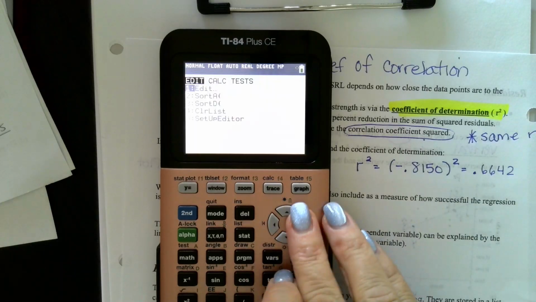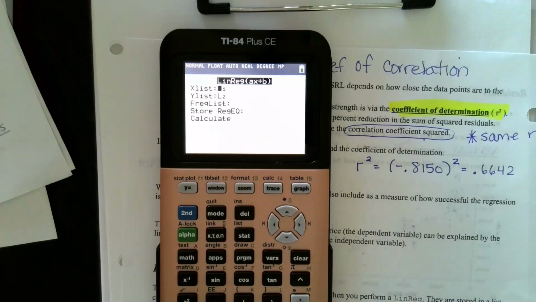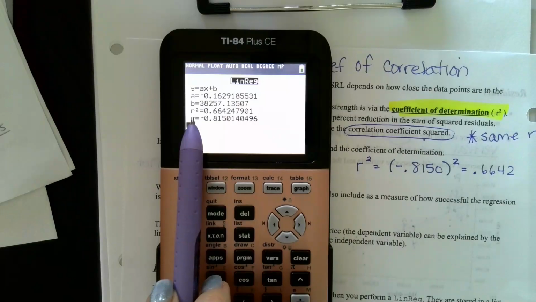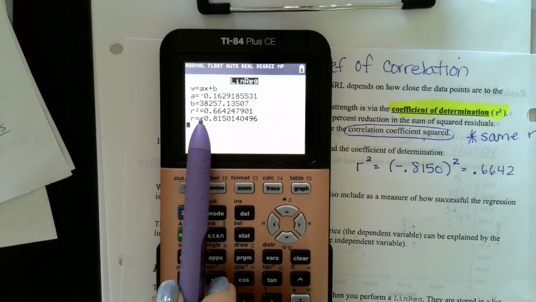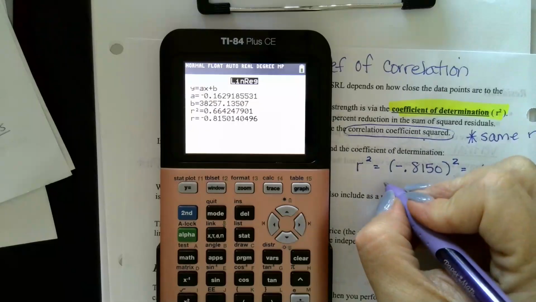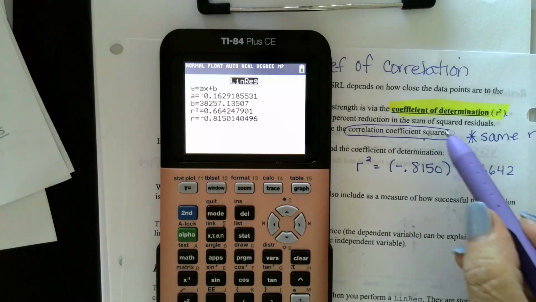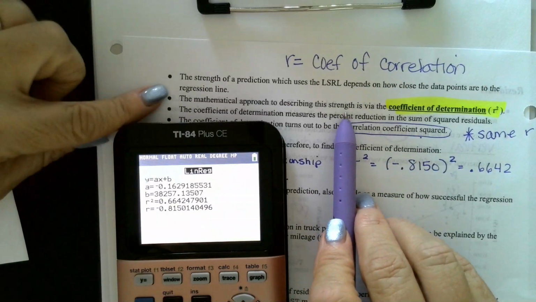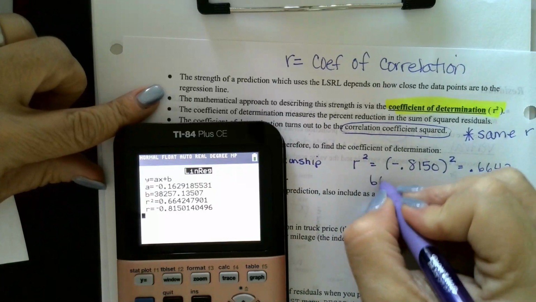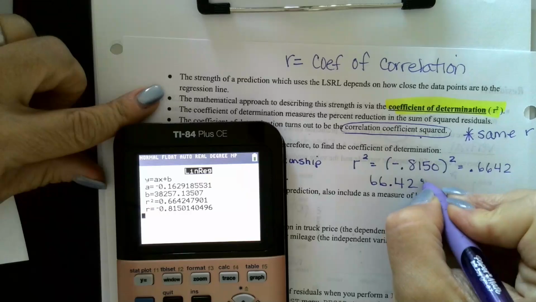So if I go back and look at my data, I get my R squared value from my calculator. It tells me that it's 0.6642. That's where this number comes from, 0.6642. So what does that mean? That means that this coefficient of determination, which is the strength of my least squares regression line, is 66.42%.